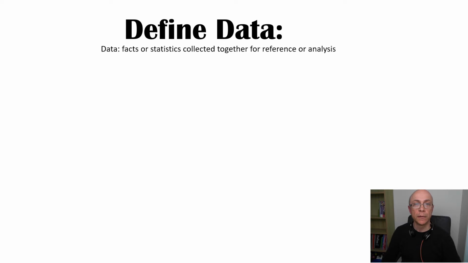Okay, let's define what data actually is. Now, a dictionary defines it as facts or statistics collected together for reference or analysis. But what does it actually mean? I think it would be a lot simpler if we say that for the purposes of these videos, data is tables. And we all know tables are made up of rows and columns.